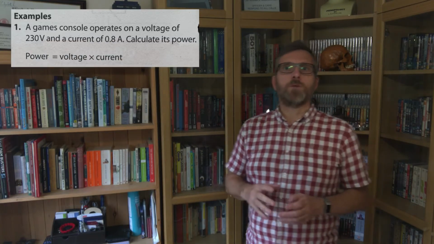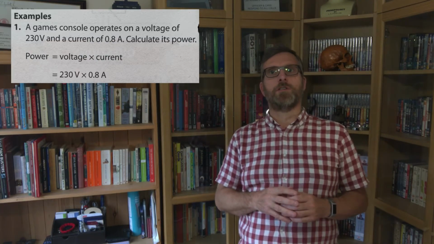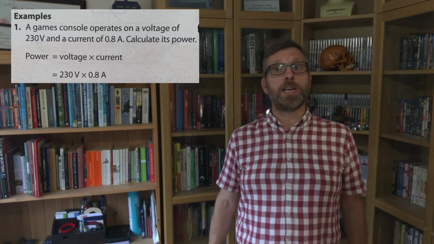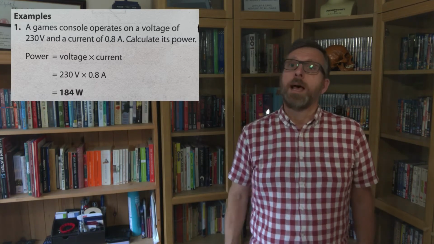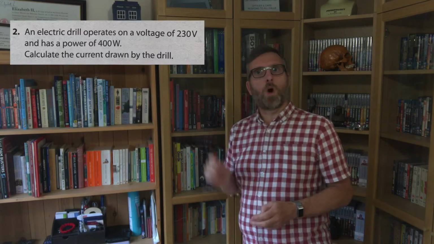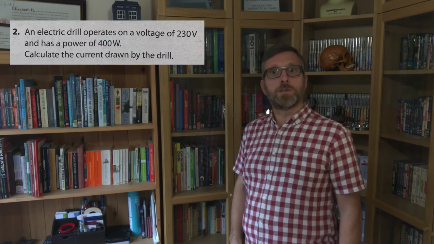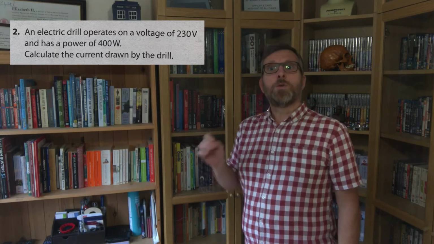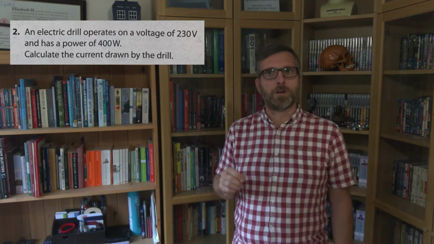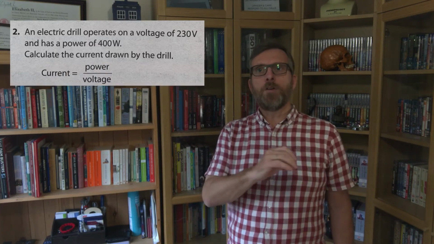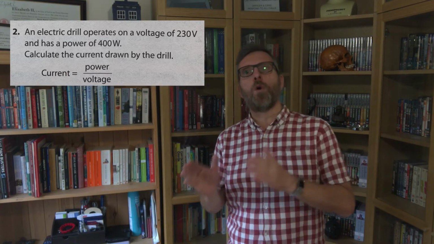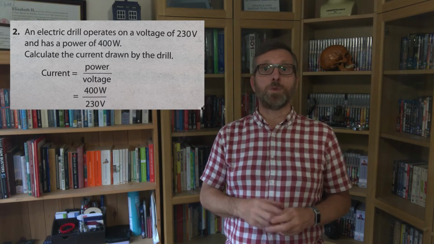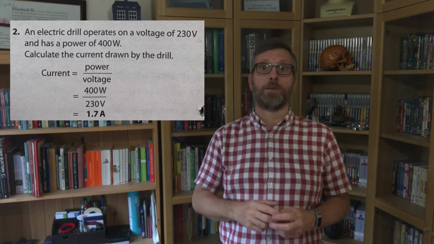Okay, power equals voltage multiplied by current, which is 230 volts, multiplied by 0.8 amps, which equals 184 watts. Now the second question shows how to calculate the current required to operate a device according to its power rating and the voltage required. In this case, an electrical drill operates on a voltage of 230 volts and has a power of 400 watts. So you can calculate the current drawn by the drill. The current equals power divided by voltage, which is 400 watts divided by 230 volts, which equals 1.7 amps.